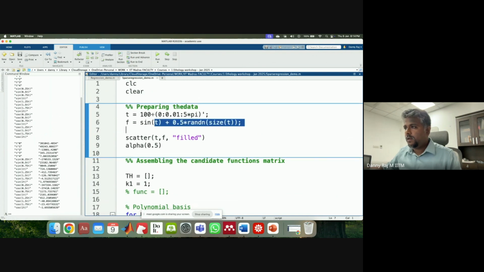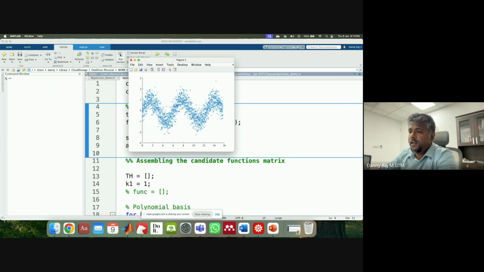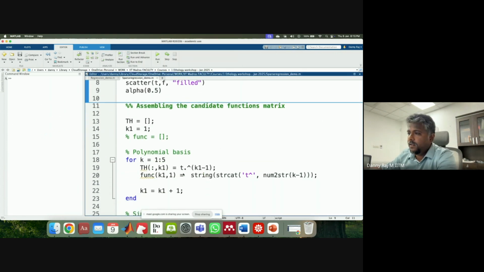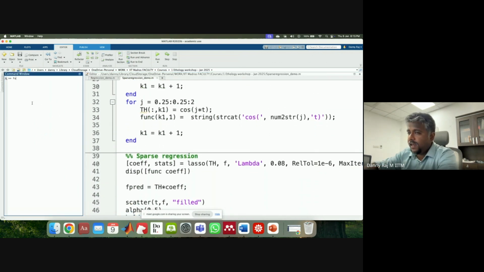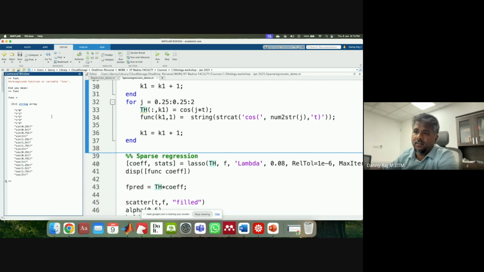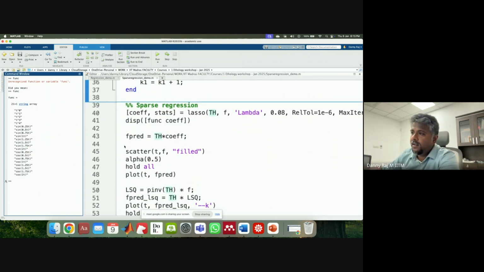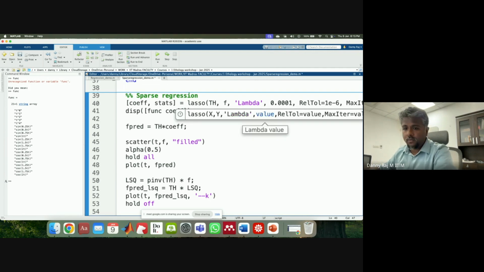So same, this is not required. Okay, it's the same thing. Run it, the same data. I assemble the candidate functions. So let's look at the candidate functions. Okay, it didn't run. Yeah, so these are the candidate functions. Now, I do a sparse regression. I'm going to use the first technique that we talked about, the lasso. I'm going to give a lambda value. So let's begin with a very small lambda value.